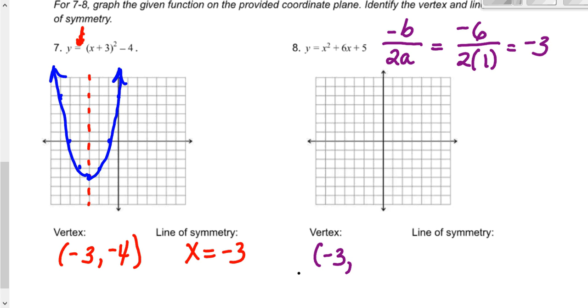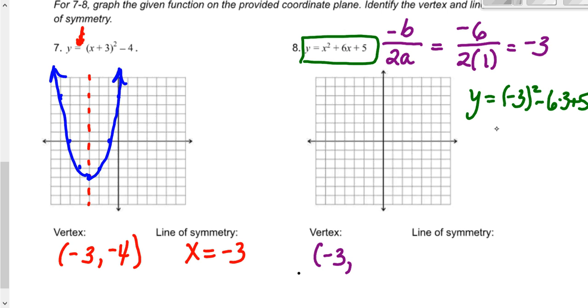That something is a y value, though, and I have a relationship here between x's and y's. So I know that the y is going to be -3 squared minus 6 times 3. The minus from the 3 I put out in front already, plus 5. So that y value is going to be 9 minus 18 plus 5, which simplifies to -4. Now this is exciting because look at what the vertex was of the other parabola. That's interesting.